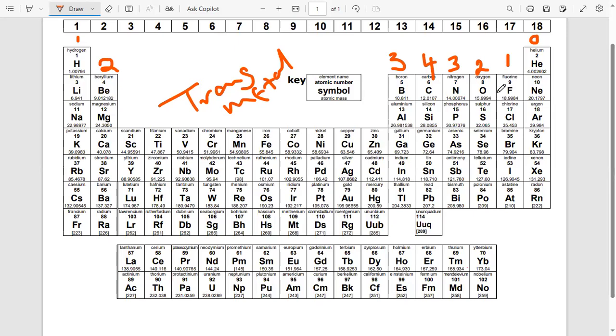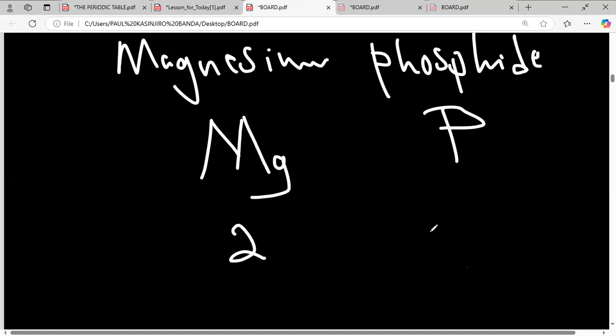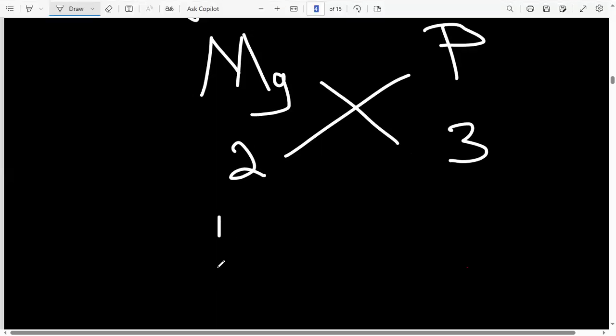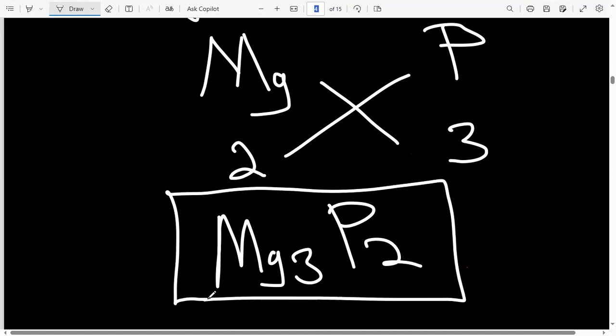So that's how I knew this phosphorus here has a valence of 3. I thought it was important to share that. So this one here has a valence of 3, and then we do a cross multiplication here. So what are we going to have? Mg will get the 3, and then the P will get the 2. So this formula here is the formula for magnesium phosphide. Magnesium phosphide.